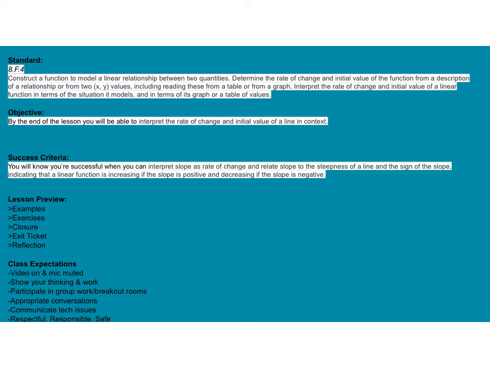Today we are going to be able to interpret the rate of change and the initial value in a line within the context of a word problem. You'll know you're successful when you can interpret the slope as the rate of change, and you can relate that slope to the steepness of a line and the sign of the slope, whether positive or negative, indicating that the linear function is increasing if the slope is positive and decreasing if it's negative.